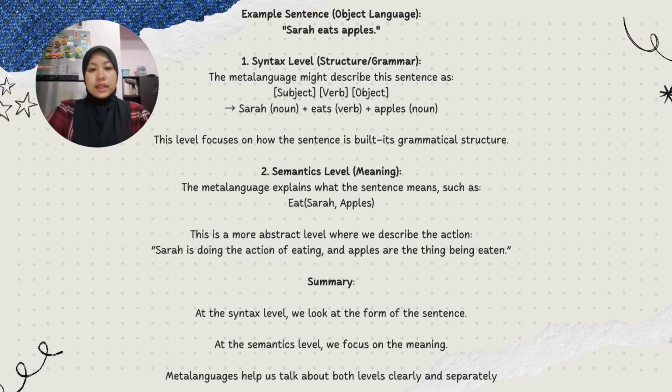The other one is level of abstraction. Finally, meta-language also helps us look at language on different levels, like syntax and semantics. Take the sentence, Sarah eats apples. At the syntax level, we might describe it as subject plus verb plus object. But at the semantic level, we write it as eat(Sarah, apples). So we understand not just how the sentence is built, but also what it means.